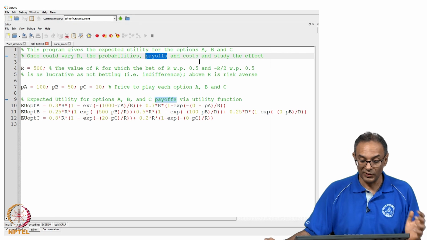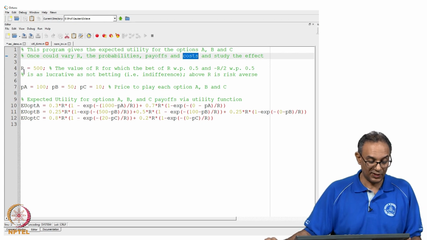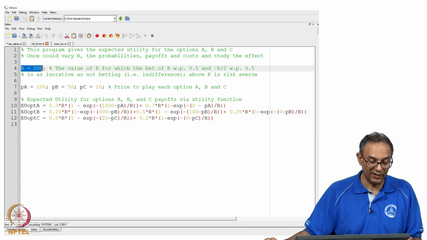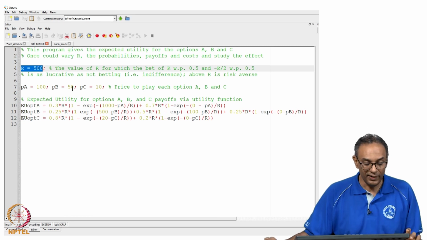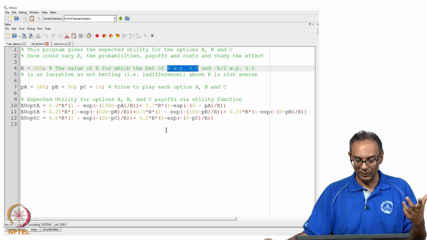You can play with all those numbers. You can also play around with the costs and see what happens. So now I'm going to pick somebody whose R is 500. Now we'll do the 10,000 a little bit later. So let's say I have somebody whose R value is 500. This person is willing to bet anything less than or equal to 500.